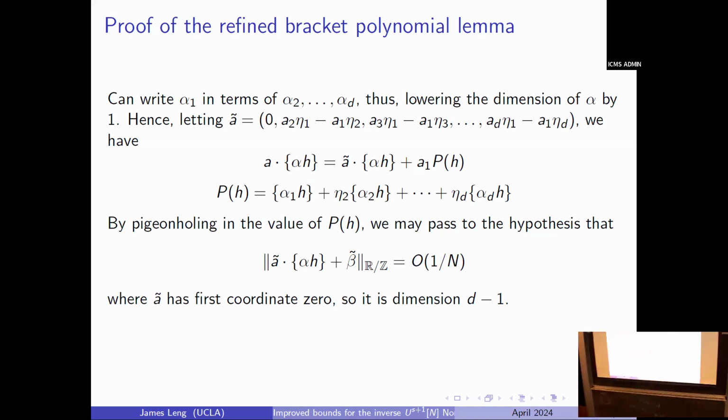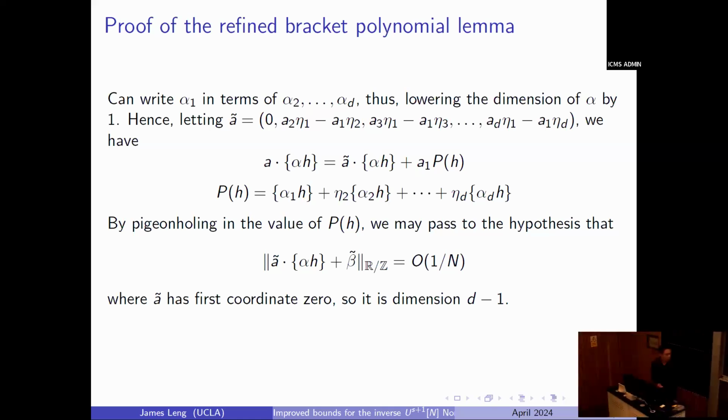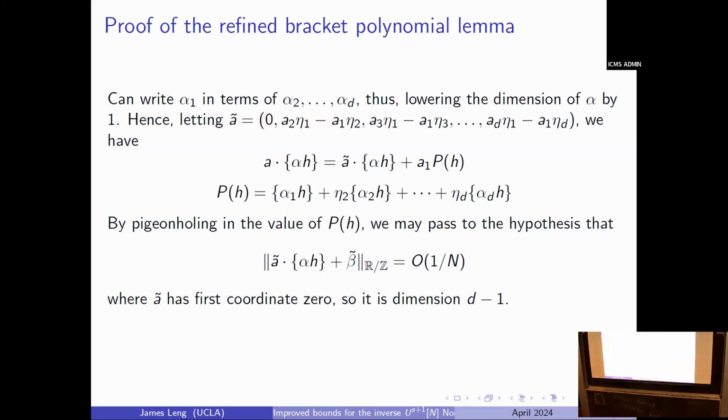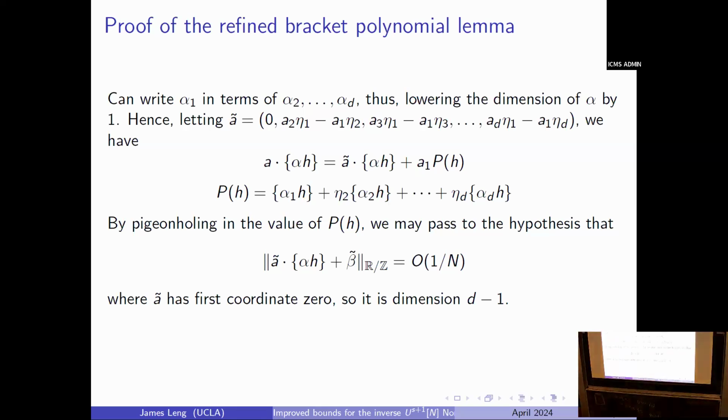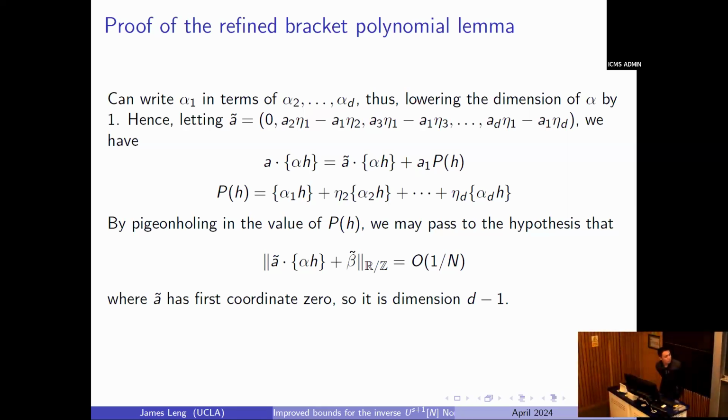So you could pigeonhole in one of these values of P of H. There exists one level set L such that P of H is equal to L has a bunch of H's that satisfy it, with density delta over the number of values you're pigeonholing. And so we could pass to the hypothesis that a tilde dot alpha H plus beta tilde is really close to an integer. Here, a tilde will have first coordinate equal to 0, so that this configuration a tilde dot alpha H will be dimension d minus 1.